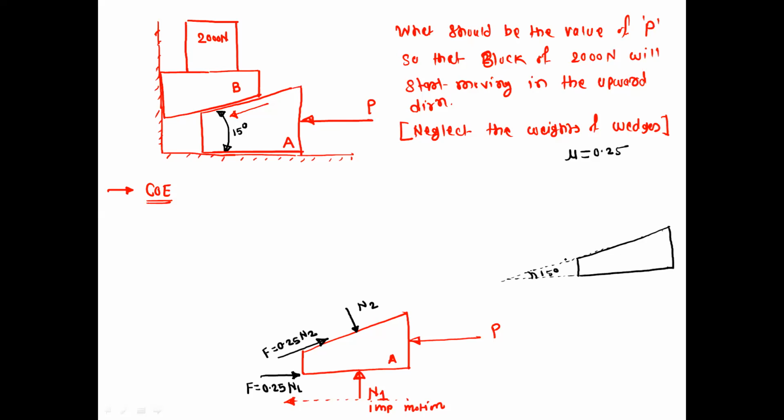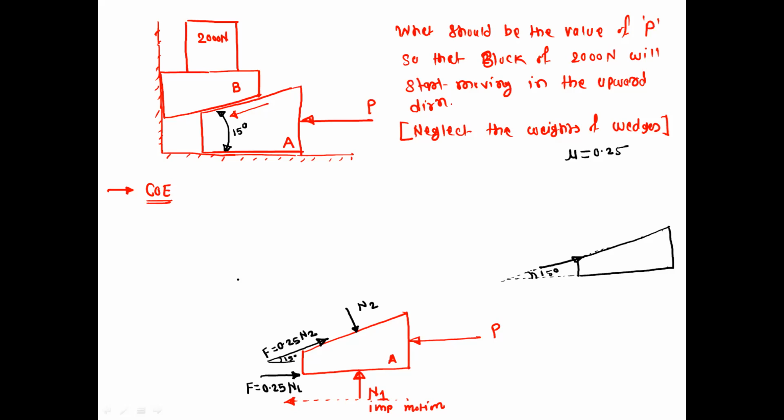Okay, so as the friction force is acting along this line, the friction force angle will be the same, 15 degrees. So we can take this angle as 15 degrees. So the angle of 0.25 N2 with respect to the x-axis, or the horizontal, is 15 degrees. So this is the free body diagram for the wedge A.